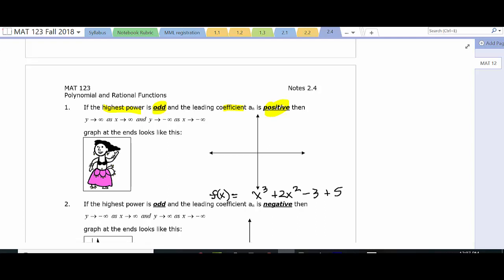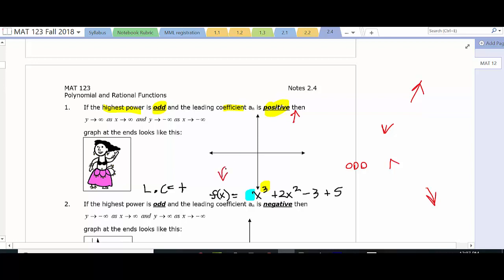So here's what you're trying to learn on this. The highest power is odd. If the highest power is odd, then it's either going to go like this or it's going to go like that. It depends on what the number in front of the highest power is. We call that the leading coefficient. I'll abbreviate that, so that's positive. If that leading coefficient's positive, then here's how you graph. You just put an arrow there, and that's good enough.